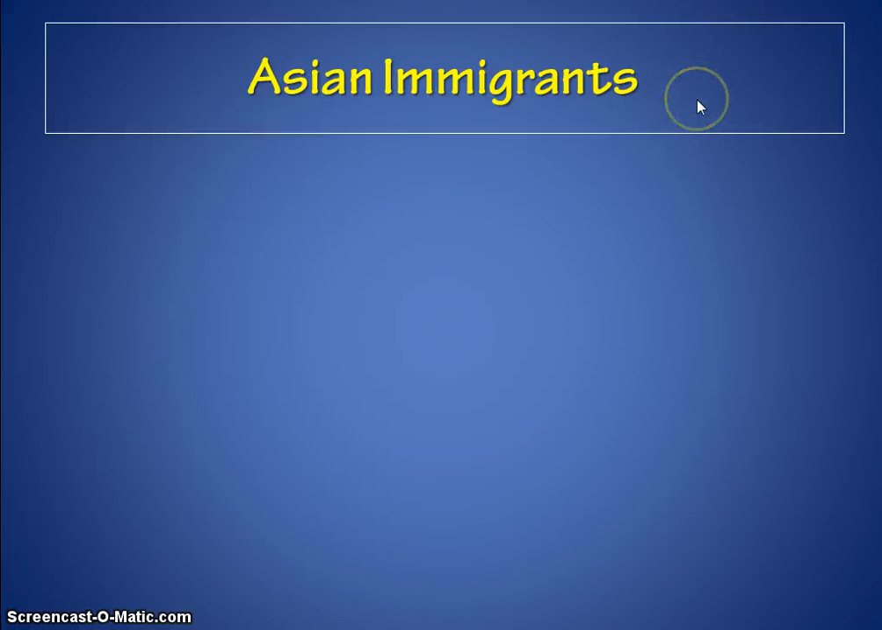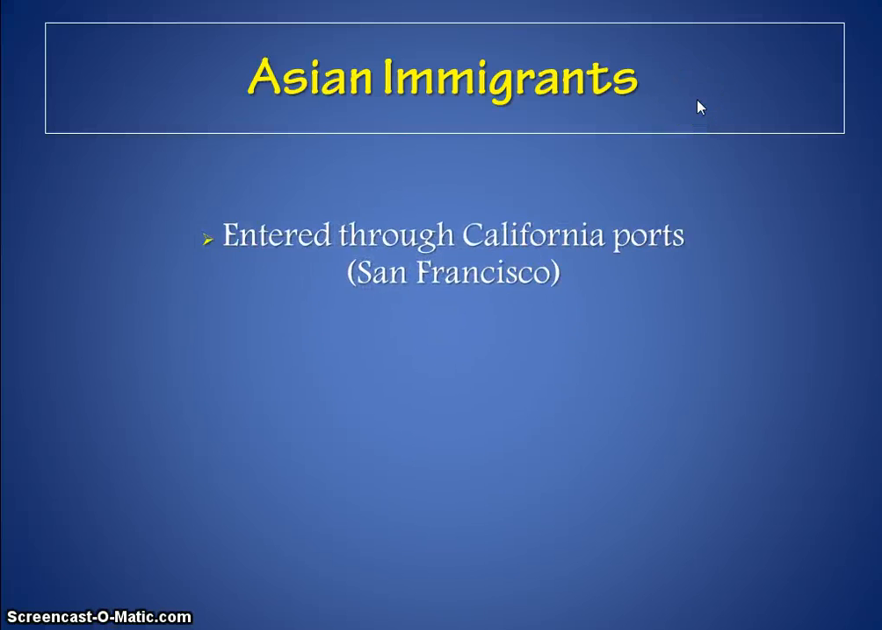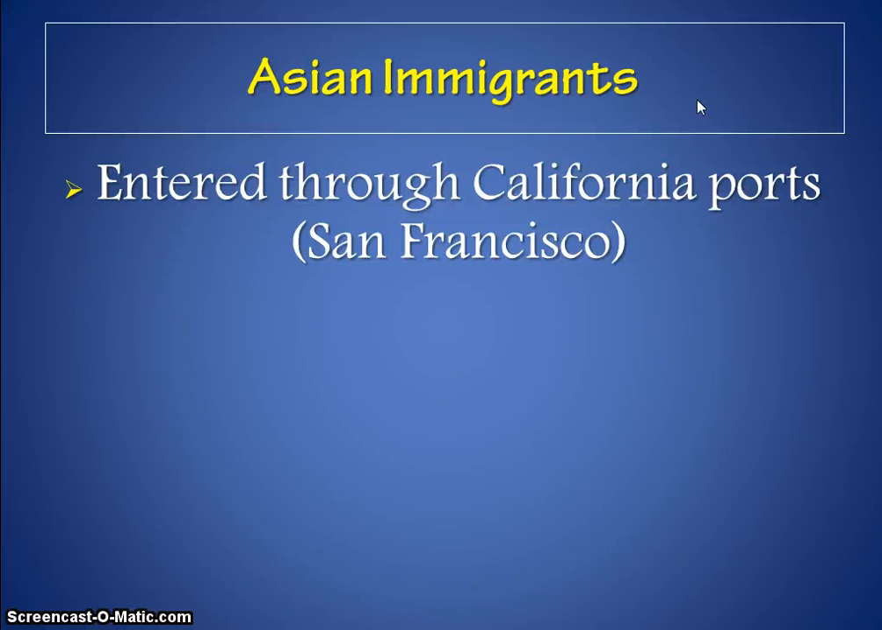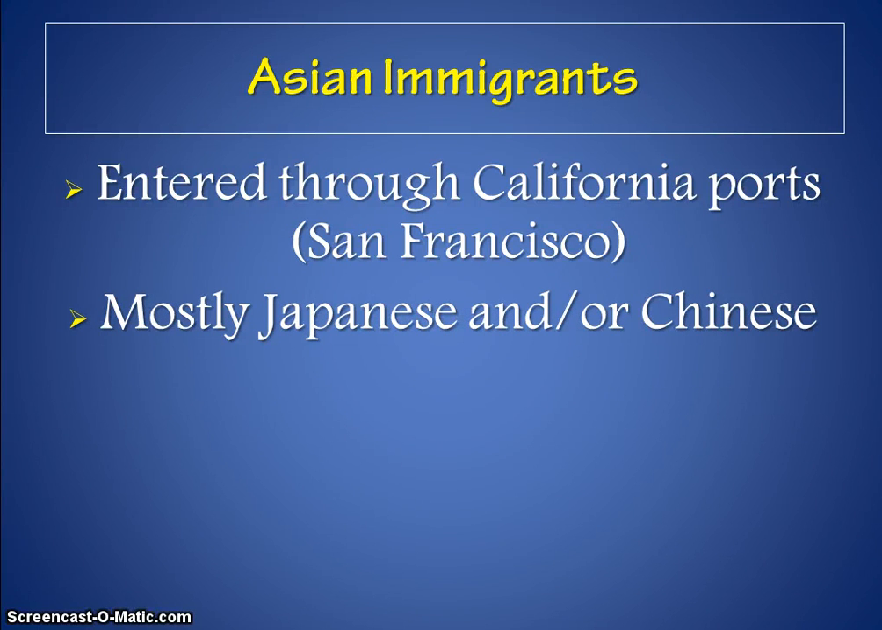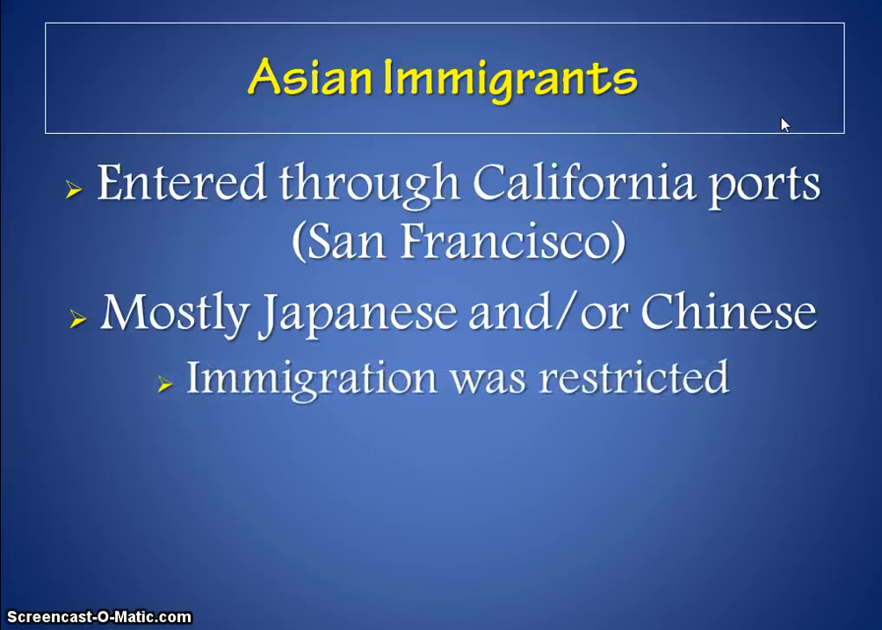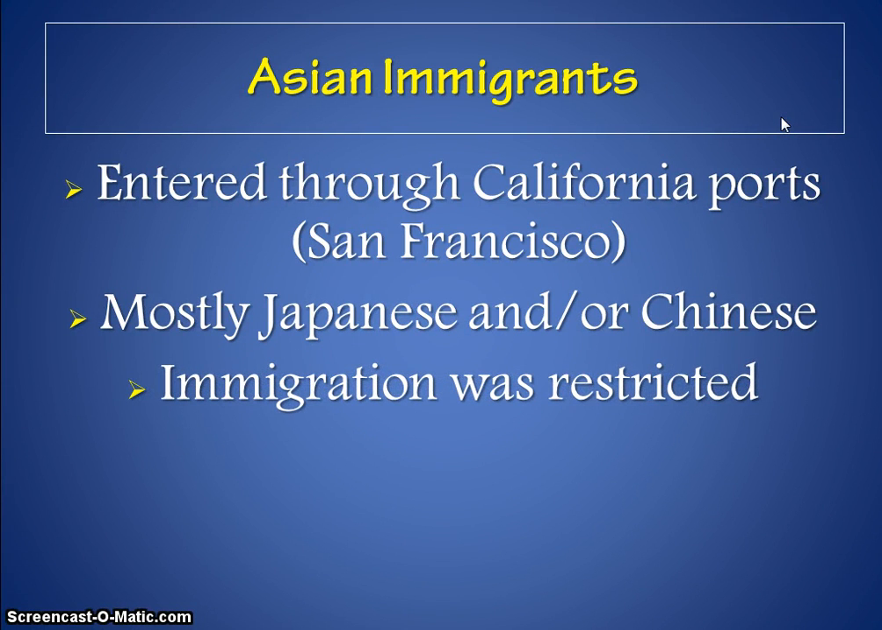There were also Asian immigrants, and they mostly entered through California ports, such as San Francisco. And they were mostly Japanese and or Chinese. There are many Asian countries, but most of the immigrants to come to the United States from Asia were Japanese or Chinese. And their immigration numbers were restricted. Only a certain amount of Asian immigrants were allowed.